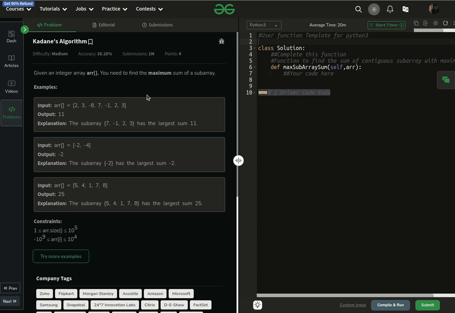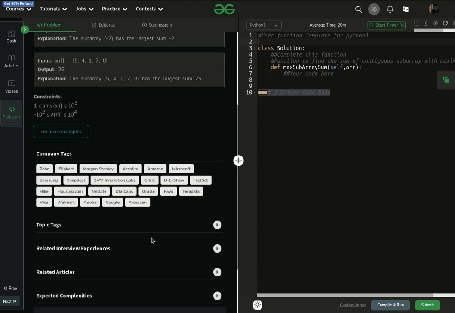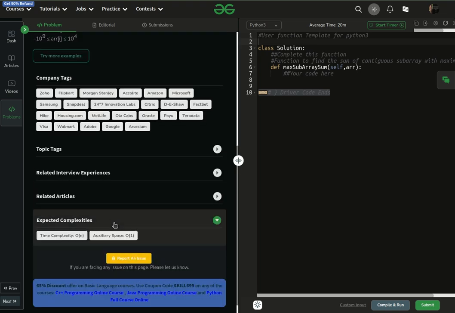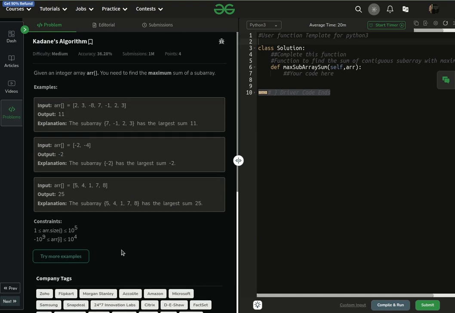Right? So this algorithm uses a dynamic programming approach to reduce the problem complexity to order n. We can also solve it in order n square, but we have to take care of our expected complexities, like time complexity order n and auxiliary space order of 1, right? So for finding the maximum subarray sum, we have to use Kadane's algorithm.